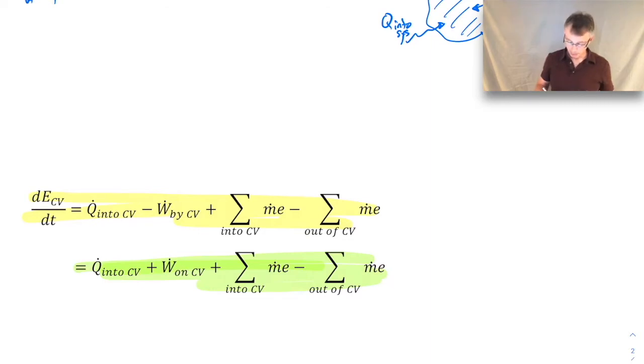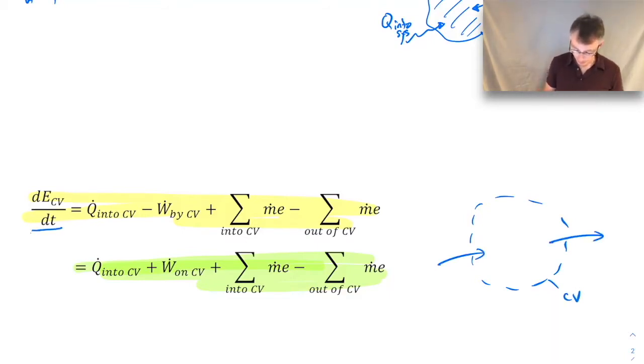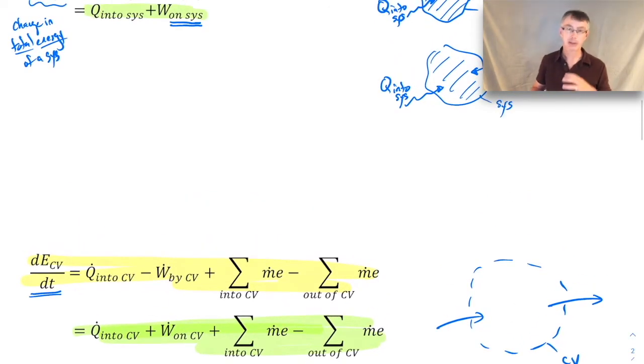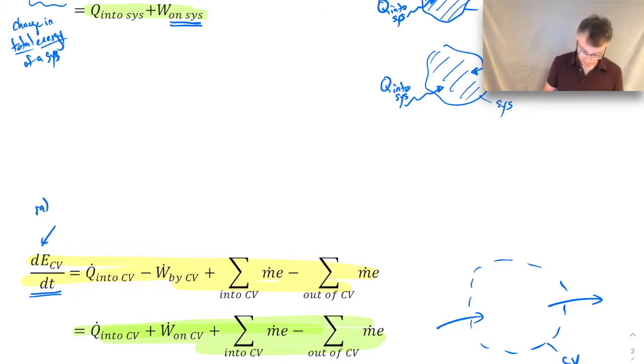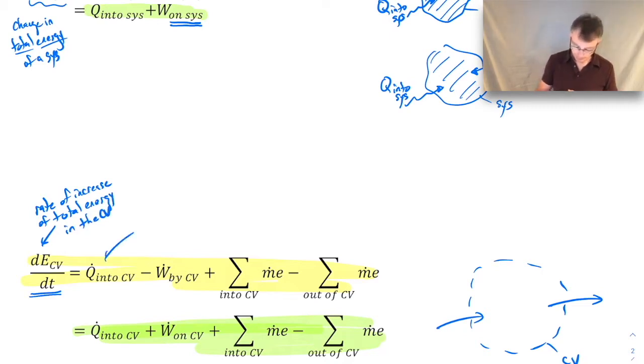So the way to interpret this equation, what we have is our control volume. And keep in mind that we could have some mass coming in and some mass going out. Okay, so this is the time rate of change of total energy in the system. So we're now dealing with rates of change in this form. This is the rate at which energy increases in the control volume. So rate of increase of total energy in the control volume. That's equal to the rate at which we add heat, or we add energy into the control volume via heat transfer.